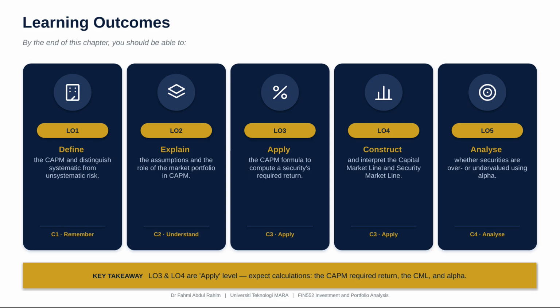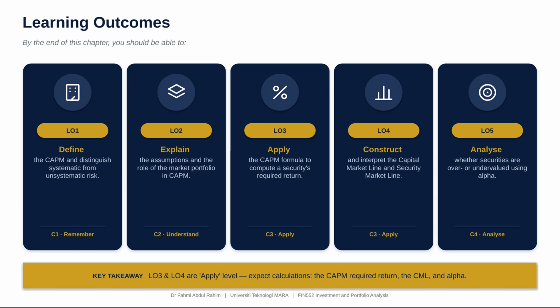Here are our 5 learning outcomes, each tagged with a Bloom's taxonomy level from C1 to C5. The first, a remember level outcome, is to define the CAPM and to distinguish systematic from unsystematic risk, the two types we just mentioned. The second, an understand level outcome, is to explain the assumptions behind the model and the central role of something called the market portfolio.